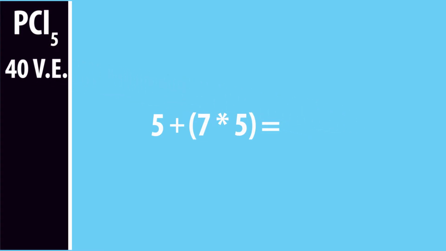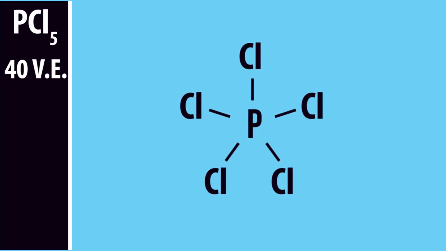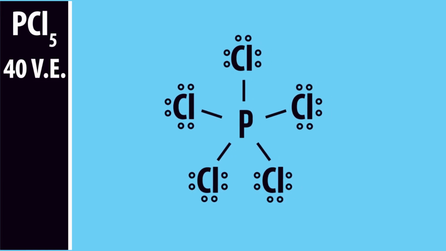Lewis structure. Since it's less electronegative than chlorine, we put phosphorus in the middle and then surround it with the 5 chlorine atoms. Because phosphorus forms 5 single bonds with the chlorine atoms, we have already used 10 valence electrons in the Lewis structure. Now the remaining 30 must be used to complete the octet for all of the chlorine atoms, which will give us the full Lewis structure for phosphorus pentachloride.